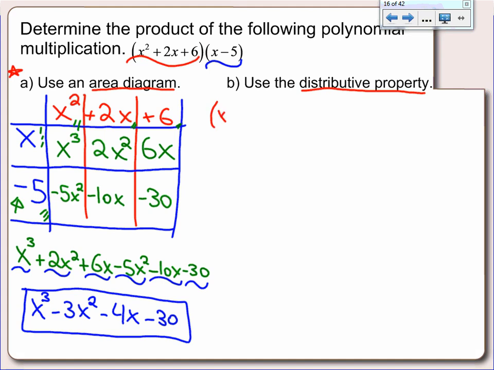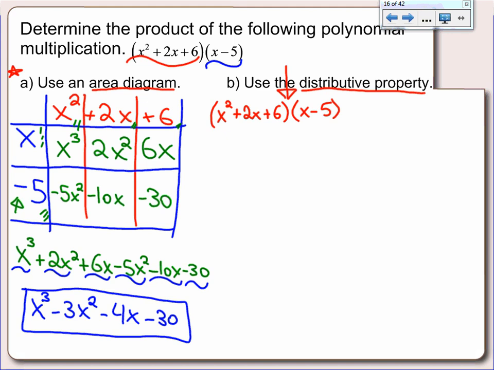X squared plus 2x plus 6 times x minus 5. One thing we should mention is, you notice there's no times symbol here. The reason we know it's multiplying is because there's nothing in between the brackets, right there. So if there's nothing written in between those brackets and you have brackets touching each other like that, that means multiplication.